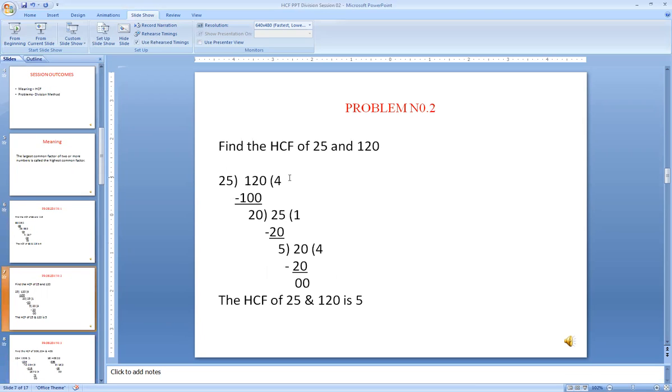Let us go for the second problem. Here also it is the same thing that we calculated in the previous one, that is the calculation of HCF of 25 and 120.